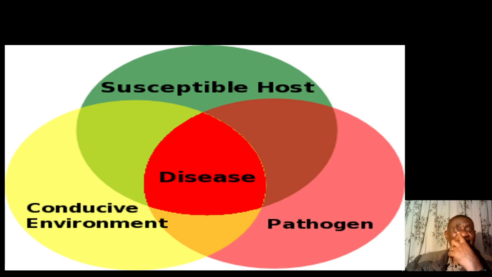This is just an interaction of the pathogen, conducive environment, and susceptible host that will produce a disease. You need the pathogen, you need the conducive environment, and you need a susceptible host.